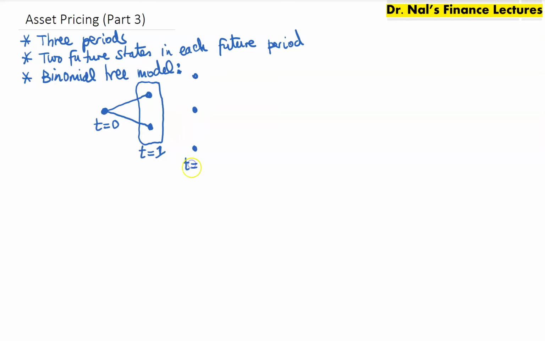at time t equals 2. What will happen is, whichever of the two states realized, for instance, if the upper node realized, then this will lead to two new states, versus if the lower node realized, this would lead to two new states. Do you guys see that? But in the end, because the middle two nodes are joining here, we end up with three states of the world at time t equals 2. Do you guys see that? At time t equals 2, we have three future states of the world.